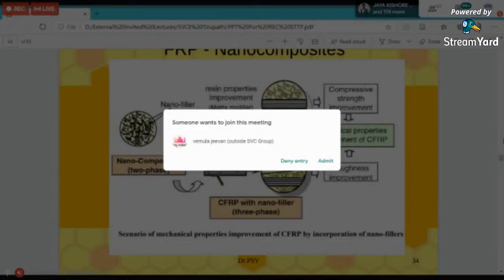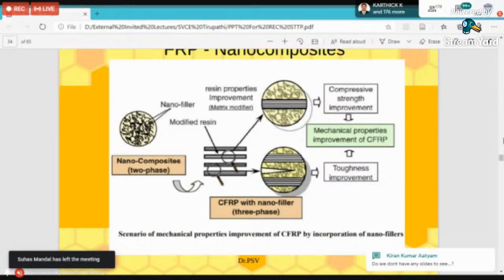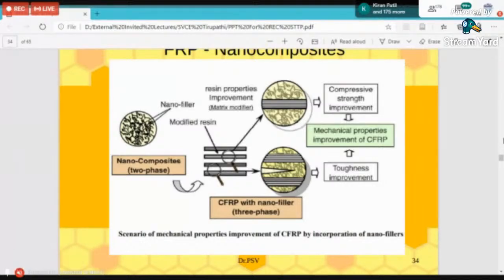In FRP nanocomposite, one is the fiber reinforced material, the fiber material will be there. Apart from that, it is infused with the nanoparticles. That is the specialty. So there is a double integration of the reinforcement. One is the nanoparticle reinforcement, another one is the fiber reinforcement. Two types of reinforcements are obtained, and that gives you the ultimate quality which is desired for any specific application. For example, nano FRP filler.